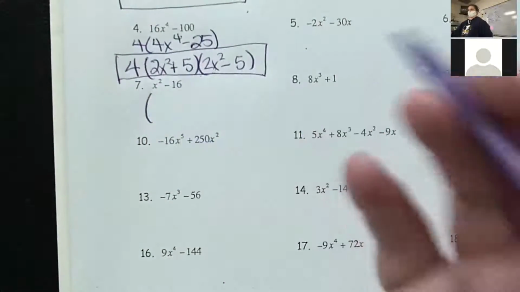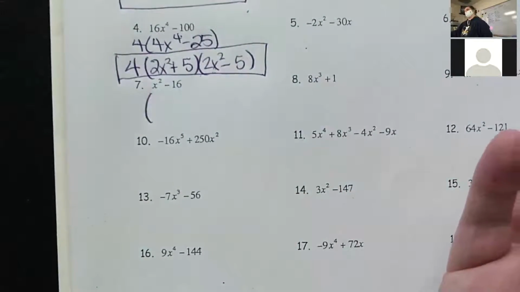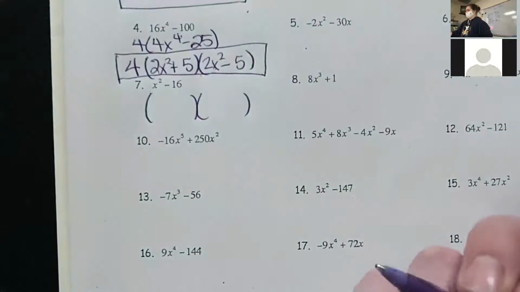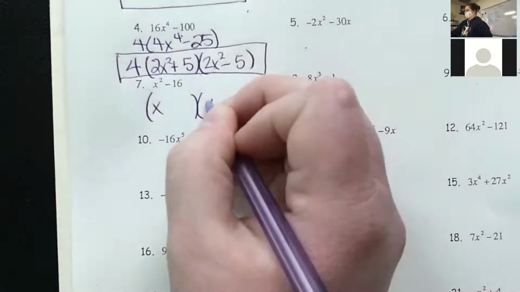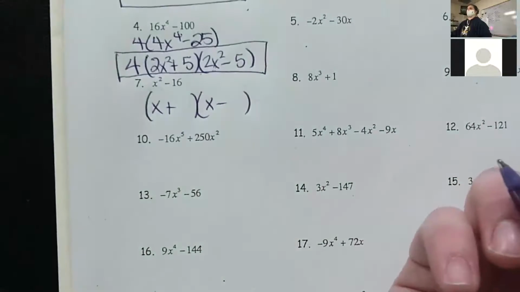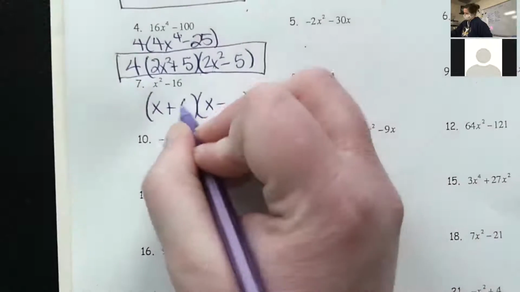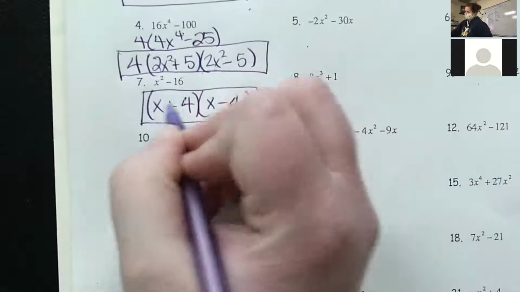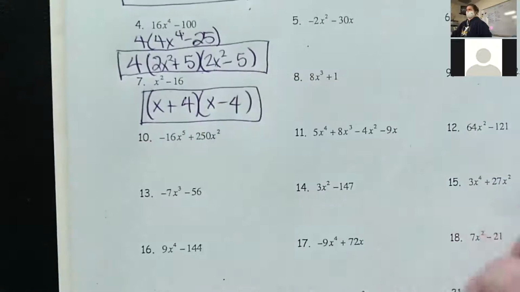X squared is a square because x times x is x squared. Okay. Difference of squares. So we have x and x. Plus and minus. What? 4. Love it. These are not squares, you can't go any farther. If they're just a regular x, you can't keep going with those.